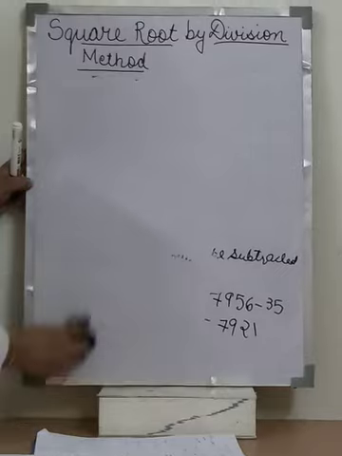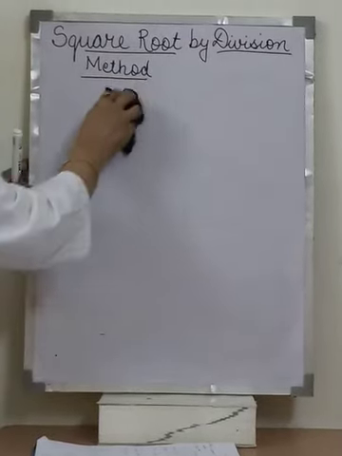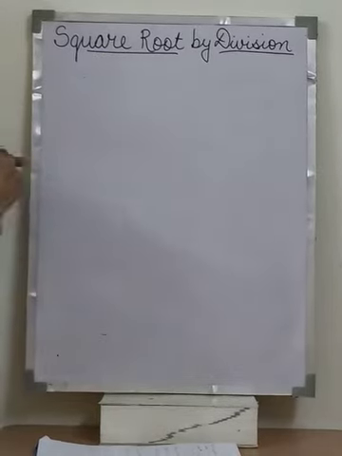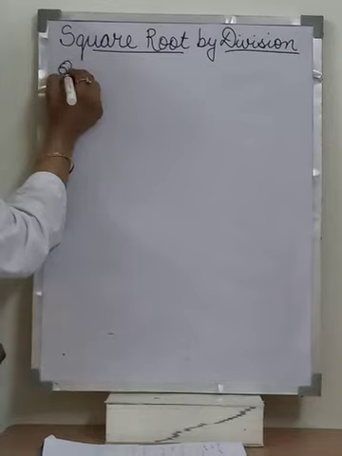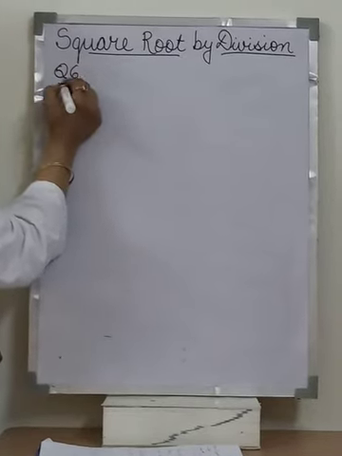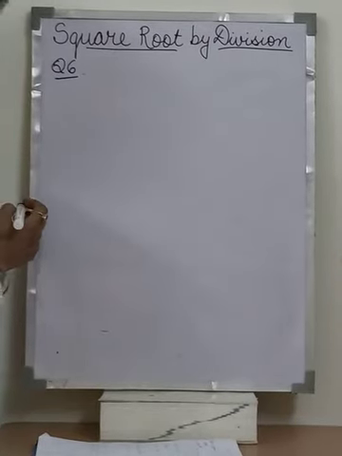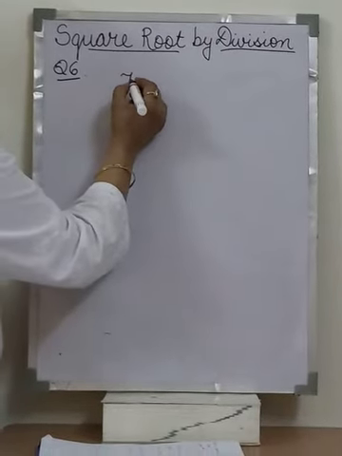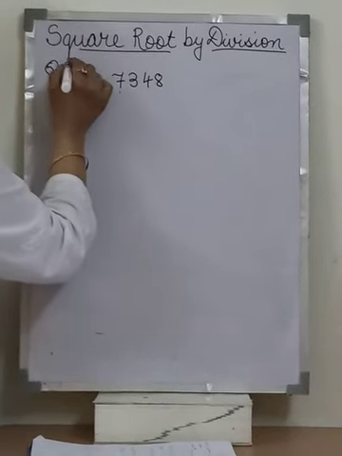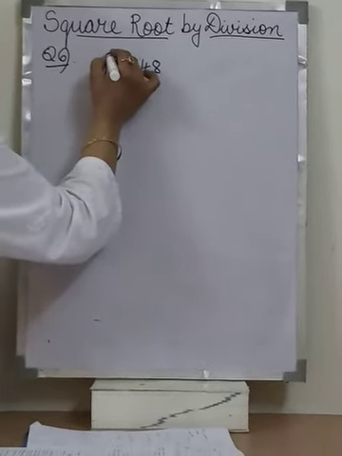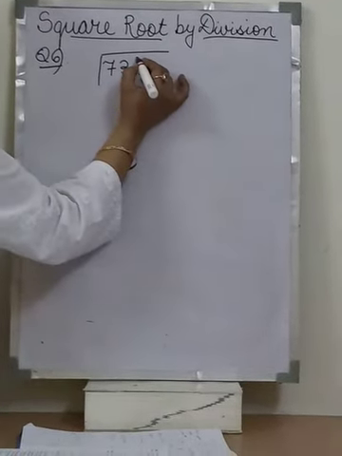Students, write the statement correctly. Question number 6. The number given is 7348. We find the square root. Firstly, we make the pairs.